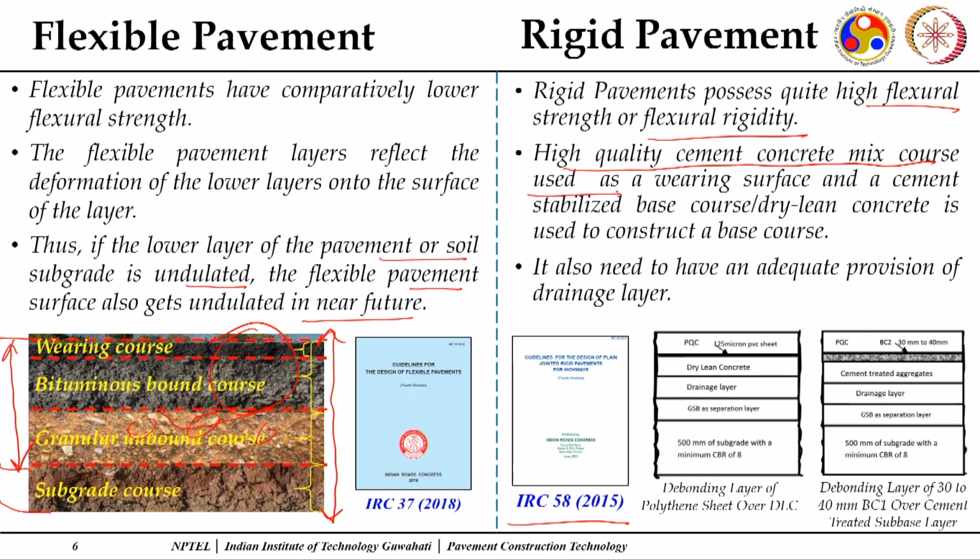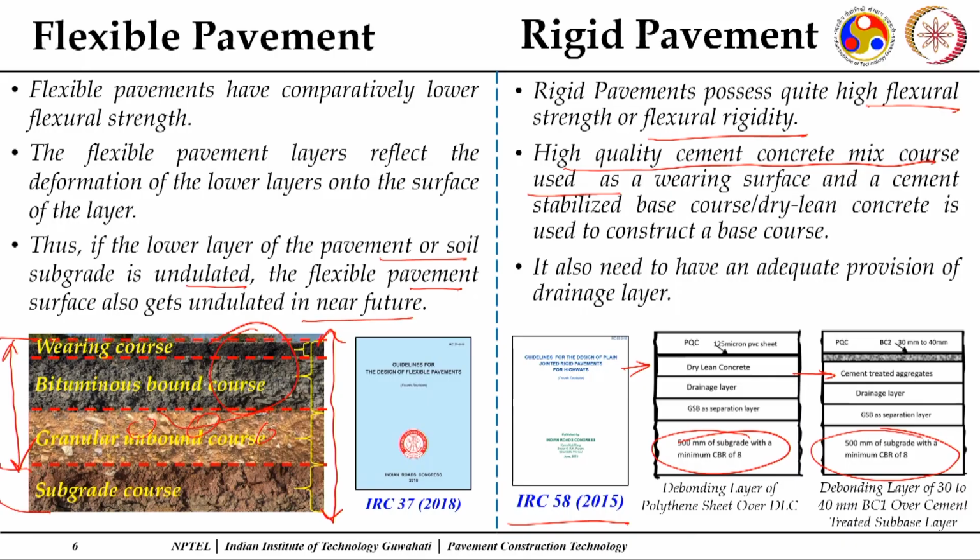It says you need to have a high quality cement concrete mix as a surface course, or we can call it a wearing course, followed by a good base, which is normally constructed with dry lean concrete, or here I am saying cement treated aggregates. At the bottom you can see the subgrade, again with a selected soil. Whatever type of pavement structure there is, we need to provide some drainage layer. The purpose of the drainage layer we will discuss in upcoming lectures. Drainage is a very important aspect for any kind of pavement structure.